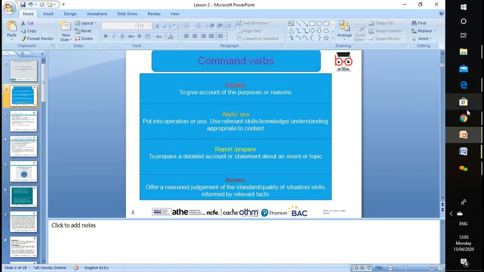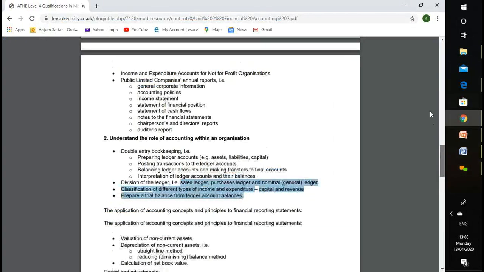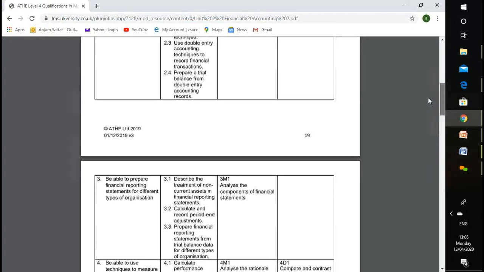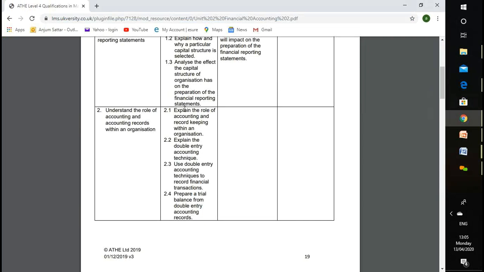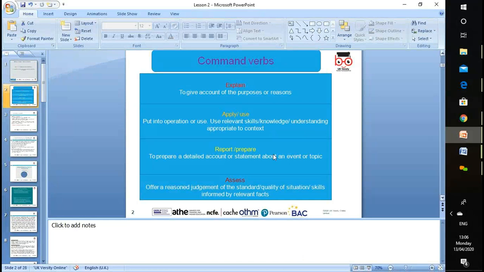So we'll start. Today's lesson has 4 assessment criteria under learning outcome 2. We have to explain the role of accounting and bookkeeping. We have to discuss the double entry bookkeeping technique. We have to use double entry bookkeeping to record transactions, and we have to prepare the trial balance. That's all that will be the focus of our lesson today.